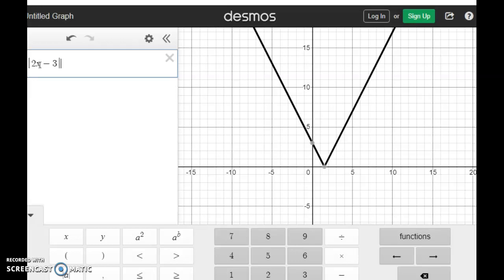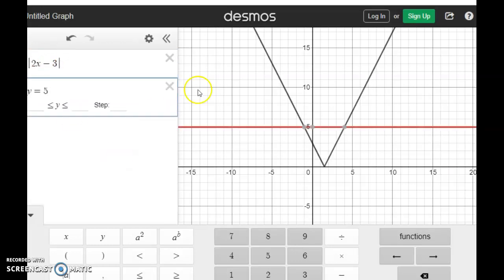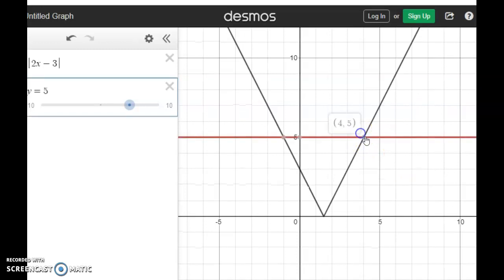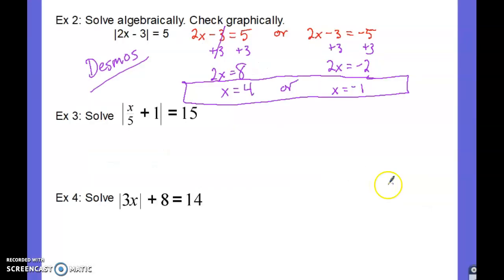And then in a separate equation, I'm just going to write y equals 5. What I'm looking for is the points of intersection, and I only care about the x values. The reason I only care about the x values is because 5 is telling me what the two equations equal. So x equals negative 1 and x equals 4. I can zoom in and show you a little bit closer. X equals negative 1 and x equals 4. So that's what I mean by checking your work graphically.